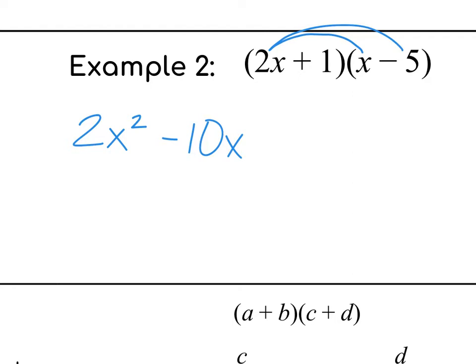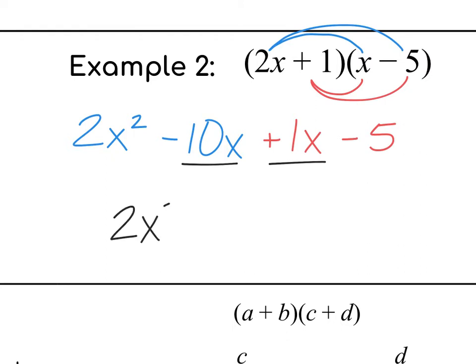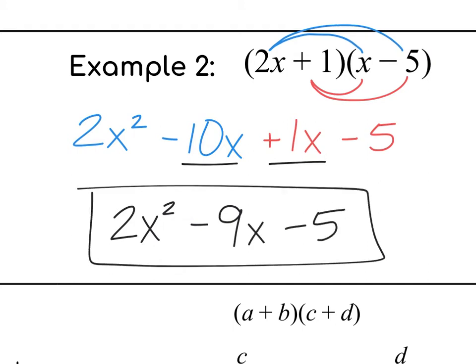So now I have to distribute the plus 1. 1 times x is just 1x. And then I'm also going to do 1 times negative 5. Okay. Remember, you have to combine like terms. So then my final answer would become 2x squared, negative 10 plus 1. 9? Negative 9? Negative 9x minus 5. That's your final answer.